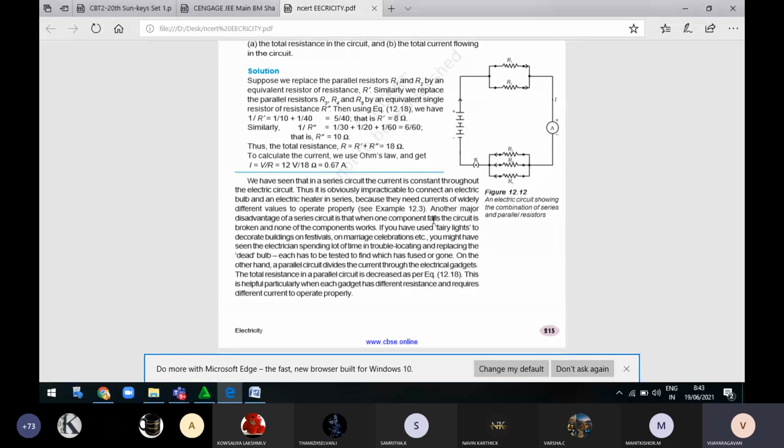See this paragraph of yours. We have seen that in a series circuit, the current is constant throughout the electric circuit. Thus, it is obviously impracticable to connect an electrical bulb and an electrical heater in series. If you keep the electrical heater and bulb in series, the heater requires more current and the bulb requires less current. So we can't connect them in series.